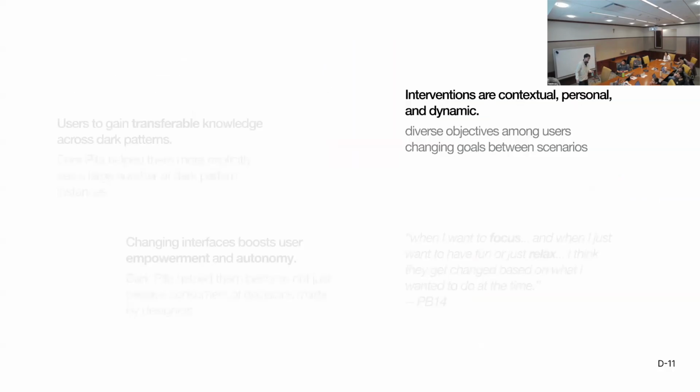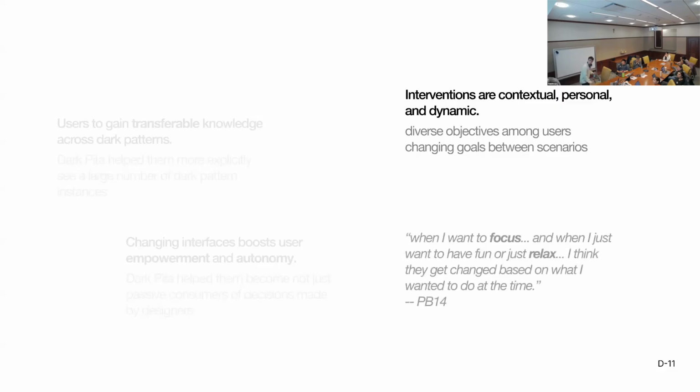First one is we learned that interventions are contextual, personal, and dynamic. It's contextual, like we probably want different interventions for similar dark patterns in different scenarios. It's personal in that me and you probably don't share the same idea for intervention for the same dark pattern. Even for the same person, dark pattern interventions can be dynamic across different scenarios. Participant 14 said, "When I want to focus and when I just want to have fun or just relax, the intervention desired changes based on what I want to do at the time."